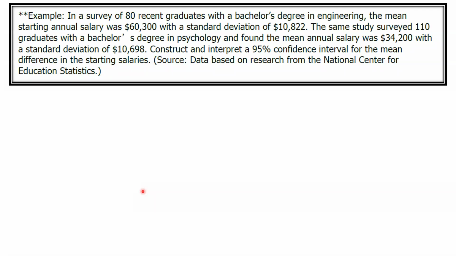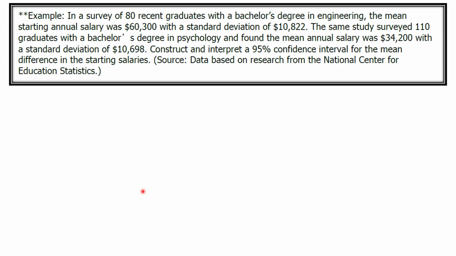All right. In a survey of 80 recent graduates with a bachelor's degree in engineering, the mean starting annual salary was $60,300 with a standard deviation of $10,822. That's a huge deviation. The same study surveyed 110 graduates with a bachelor's degree in psychology and found the mean salary was $34,200 with a standard deviation of $10,698. Construct and interpret a 95% confidence interval for the mean difference in starting salaries.